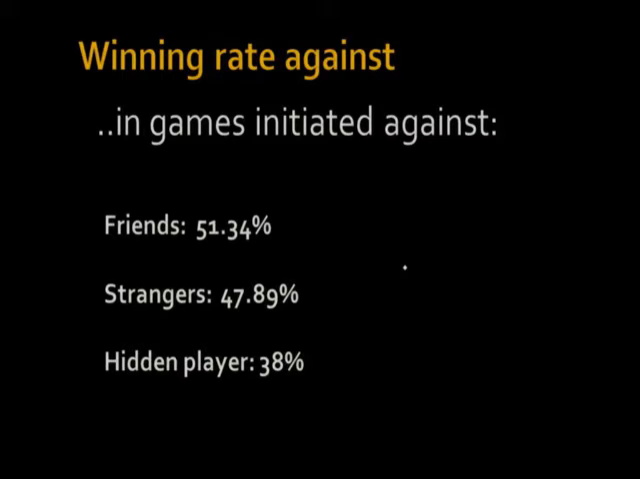So now this is something interesting. In one of our analyses, we looked at when people initiate games against friends, against strangers, and against hidden players, what is their probability of winning? You see that when they initiate the game against friends, they are more likely to win, versus when they initiate the game against strangers. And when they initiate a game against a player they don't know about, when they don't even know the name or the ranking of that person, then they really don't perform well.